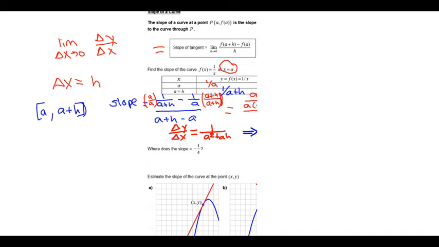Second question asks us, where does the slope equal negative 1 over 4? My apologies really quickly. This should be a negative 1. So we want to know, where does the slope equal negative 1 over 4? So we have negative 1 over a squared, and we want that to equal negative 1 over 4. So basically we're looking for, when does a squared equal 4? We know that happens when a is equal to plus or minus 2.